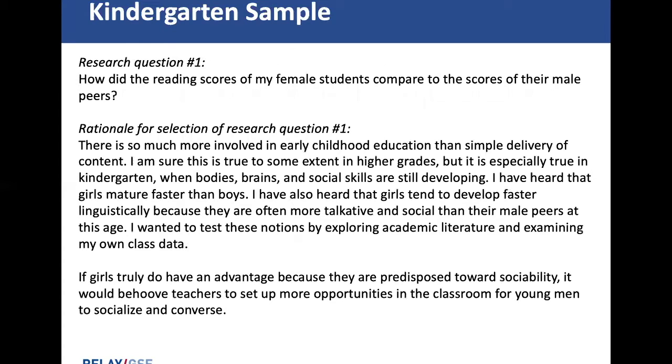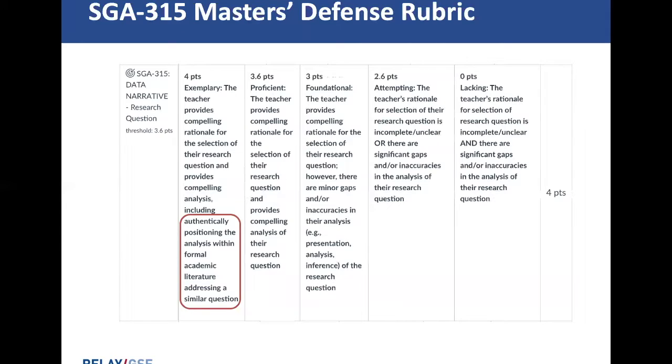Once you have your question, to get a passing score on these sections of the rubric, you need to give a compelling rationale and then examine your data to answer the question. Here, I give you an example of a research question and rationale for selection. Feel free to pause the video here to read through this example. Now, this example is pretty solid, and it would receive a proficient on these sections of the rubric.